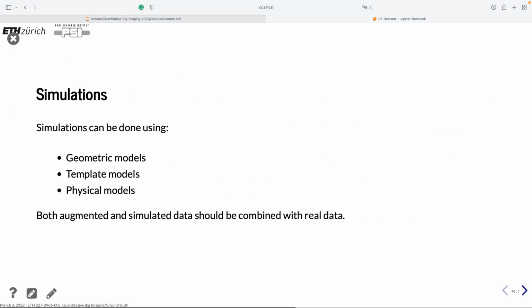Another way is to work with simulations or combinations of real data and simulated data. That has actually been shown to be a pretty good way to extend your data. It can be done using geometric models, or some kind of template models, where you have a measured image, and on that measured image, which is, say, of high quality, you add noise of different levels. You maybe also add these spots that I was marking up.